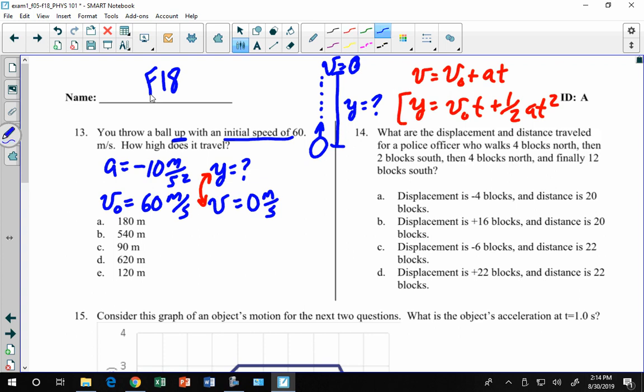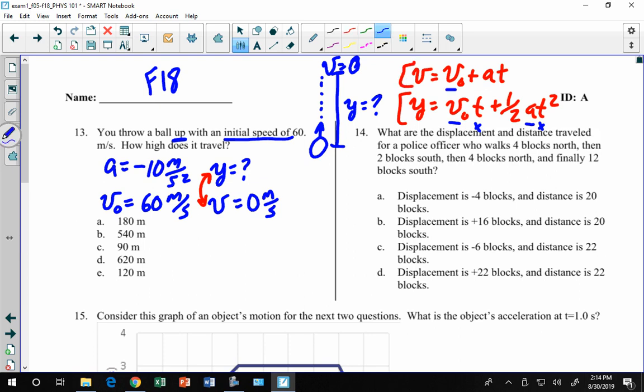The things that I know: this. I don't know that. I know this. I don't know that. So if I can just find t, then I can find out what y is. But I don't know t. In order to do that, I'll need to find the time. I can look up here as well.